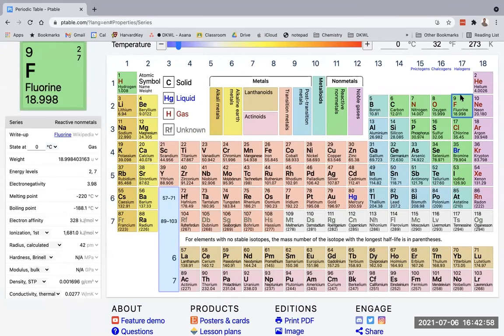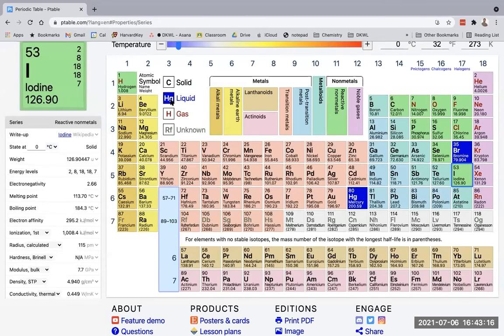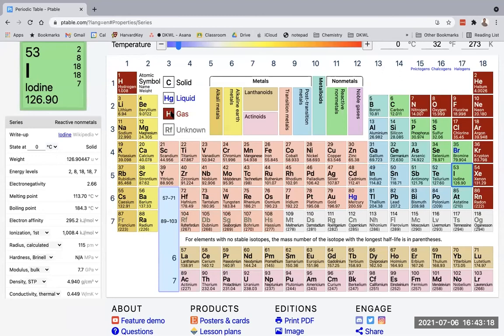Fluorine is yellow, chlorine is yellow-green, bromine is red-brown, and iodine is black as a solid at room temperature and pressure. So you'll notice that at room temperature, iodine is solid. At room temperature, bromine is liquid. At room temperature, fluorine and chlorine are gases. Although others are also highlighted, that's important, that they are gases at room temperature.